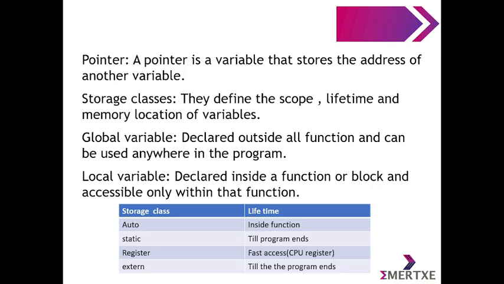Global variable: declared outside all functions and can be used anywhere in the program. Local variable: declared inside a function or a block and accessible only within that function. Storage classes have auto, static, register and extern. Auto is used inside a function. Static lasts till the program ends, and register gives fast access through a CPU register. Extern lasts till the program ends.